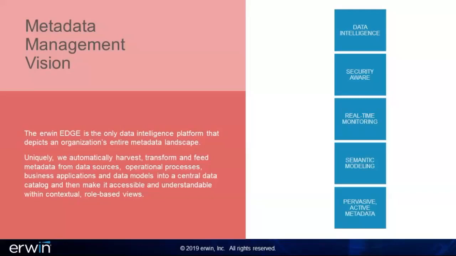We also have real-time monitoring. So the Erwin Data Catalog includes patented technology that automatically refreshes and versions data on a scheduled basis. We continue to extend this capability and will include real-time monitoring support for customers where on-demand data intelligence is required. And then semantic modeling.